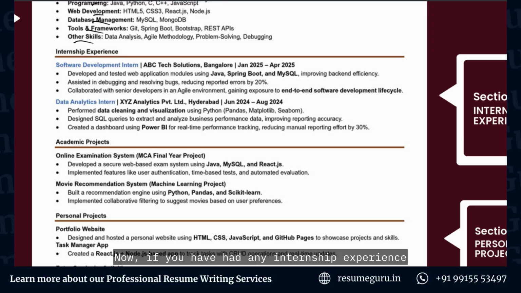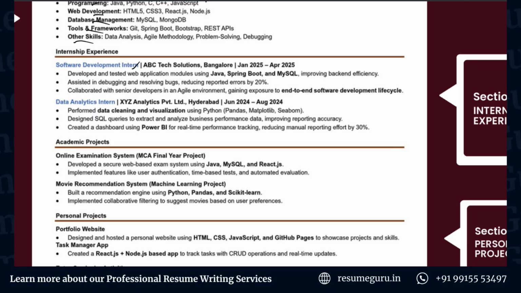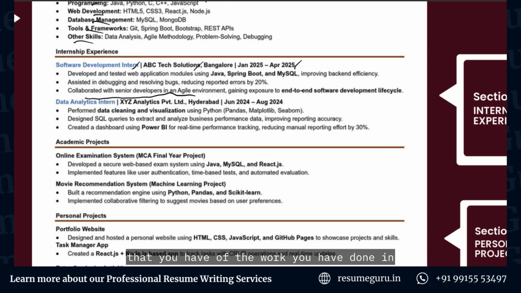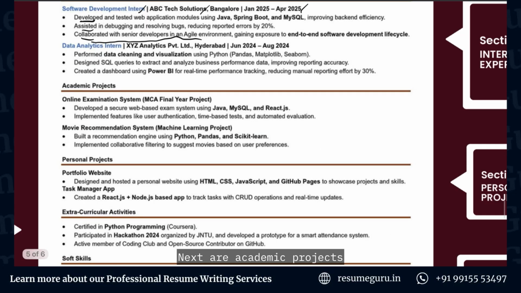Now if you have had any internship experience, you should write it in the following format. Write the name of your role, name of the company and also the date from when you worked there, and give the summary of the work you've done in the internship as bullet points. Don't make paragraphs, make bullet points because they are easier to read and they look much more professional. And as mentioned earlier, start the sentences with action verbs such as developed, assisted, collaborated because they help you look more like a professional.